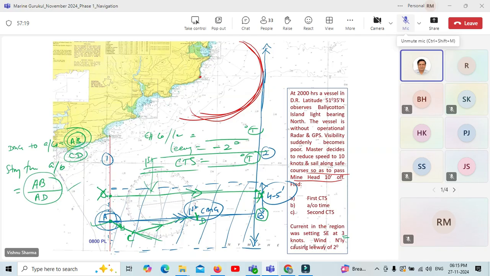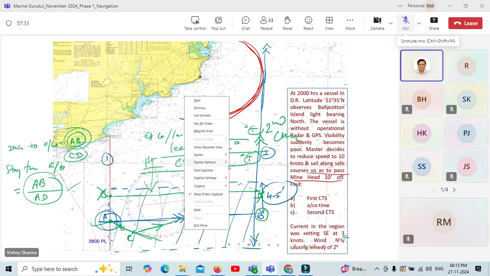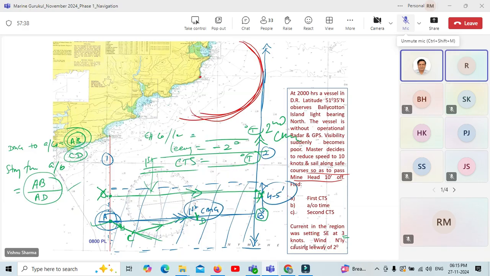Second CMG will always be along the transferred PL, either in this case northwards or southwards. In this case, you can see it will be north. So this will be the second CMG. Now, if this is the second CMG, then I can find the second CTS by counteracting wind and current. So now I'll have to draw the current at B. I draw the current at B. I cut off drift for 1 hour. I cut off engine speed for 1 hour, 10 miles.